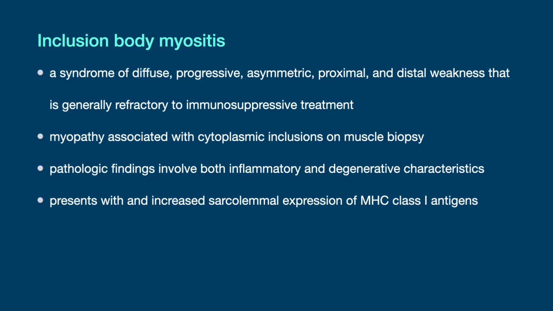The next type of inflammatory myopathies in short we'd like to cover would be inclusion body myositis. This is a syndrome of diffuse, progressive, asymmetrical, proximal and distal weakness that is generally refractory to immunosuppressive therapy. It's one of the causes of myopathy associated with cytoplasmic inclusions on muscle biopsy. The pathologic findings involve both inflammatory and degenerative characteristics. Like in polymyositis, inclusion body myositis presents with an increased sarcolemmal expression of MHC class I antigens.